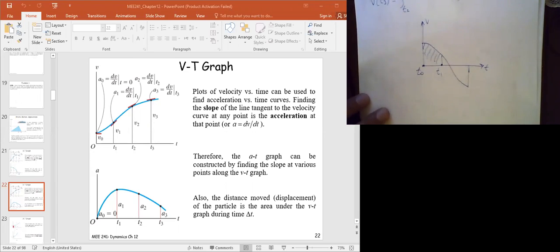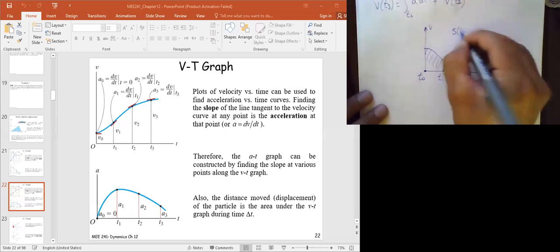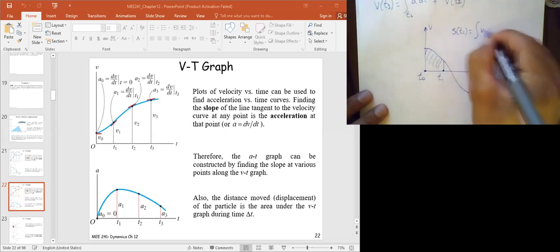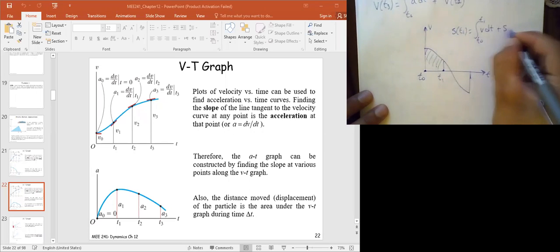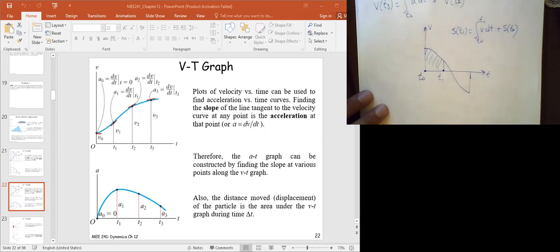Distance traveled between t0 and t1. Exactly, this is a distance traveled from time 0. So basically S at time t1 is equal to the integration of the velocity from t0 to t1 plus the position at time t0, right? Okay, you will always add that initial position of your lower boundary.